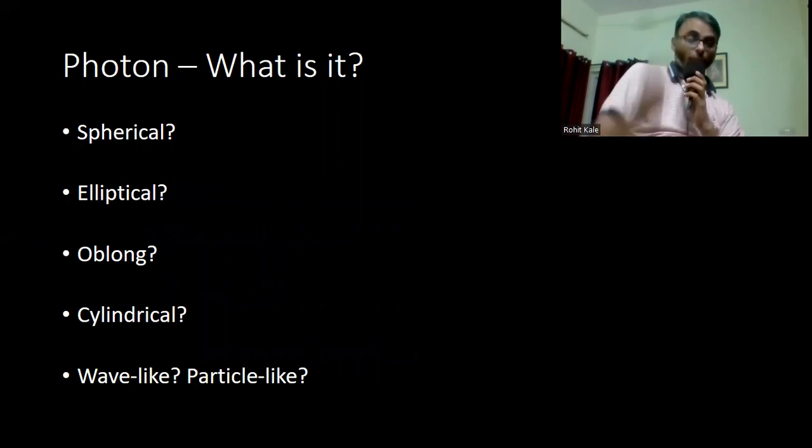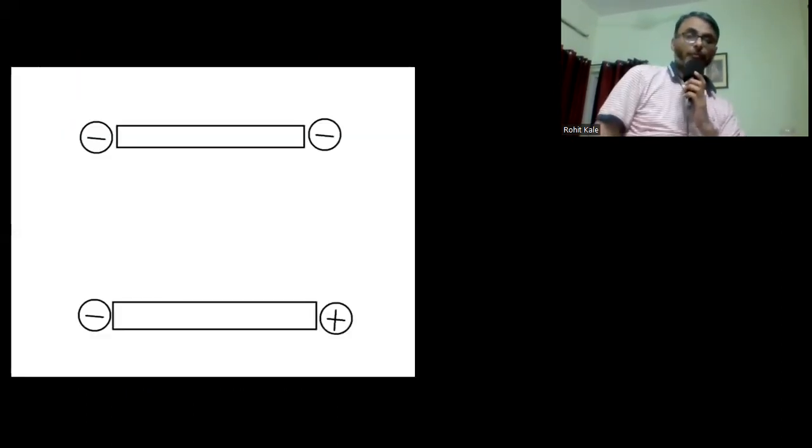So what is a photon? How does it look? Whether it's spherical, elliptical, oblong, cylindrical, wave-like, particle-like. We don't know all these things actually. We are not very sure of it, so we are going to just try and derive it. All these things were described in the first video also, so I will just go very fast.